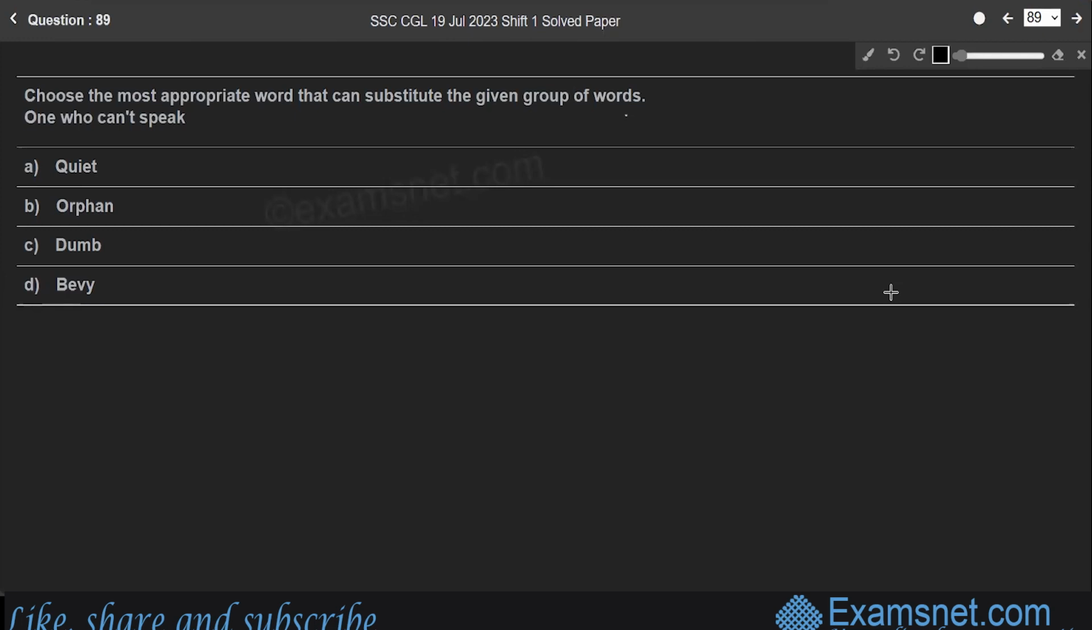Question 89. Choose the most appropriate word that can substitute the given group of words. One who can't speak. One who can't speak is called dumb. Option C is the right answer. Quiet means making little or no noise. Orphan means a child whose parents are dead. Baby means a large group of people or things of a particular kind. So here, one who can't speak is called dumb. Option C is the right answer.